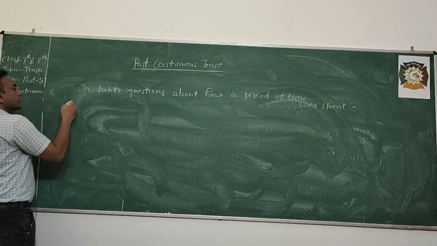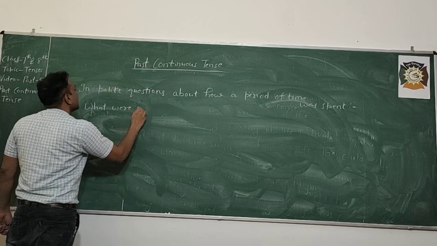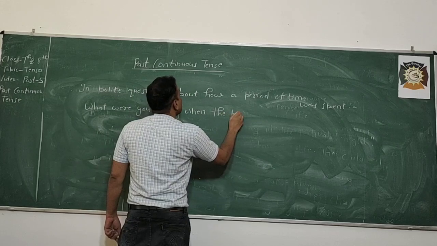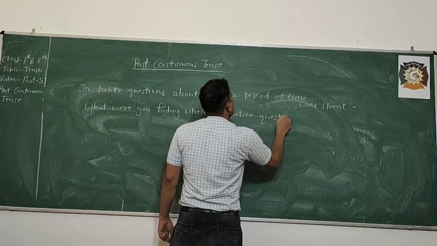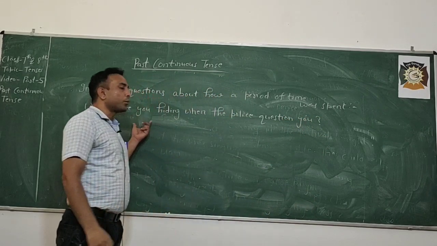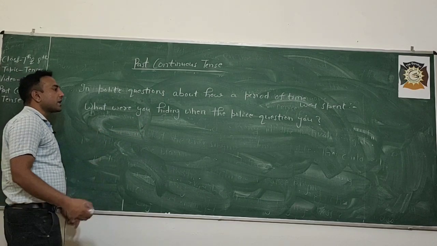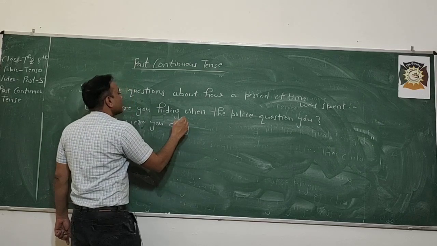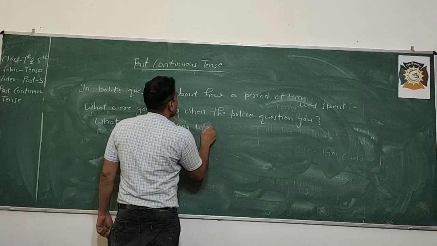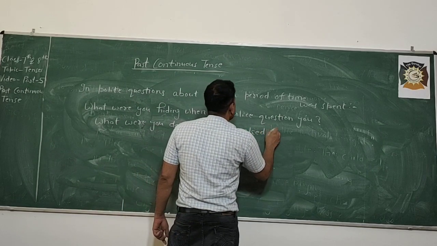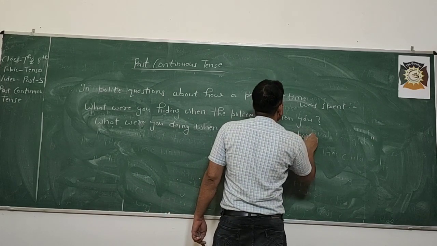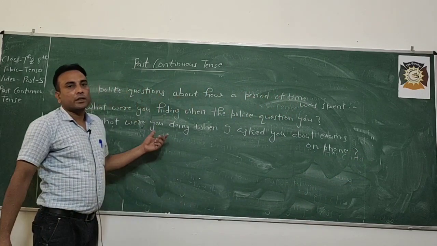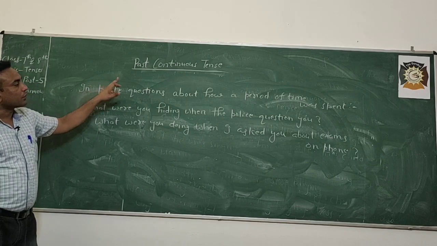So these are the polite questions. What were you hiding when the police questioned you? In this type of polite questions, what were you doing when I asked you about exams on phone. So in this type of questions we always use past continuous tense in polite questions.